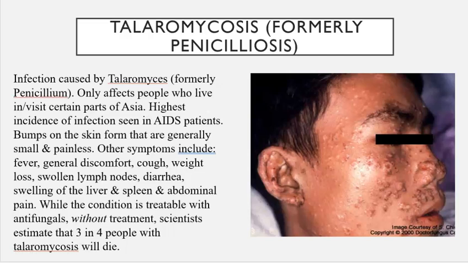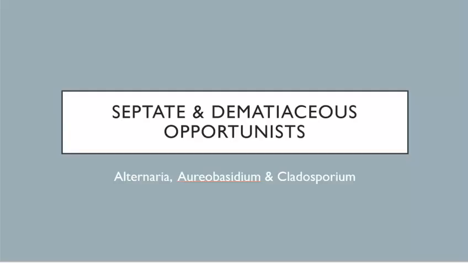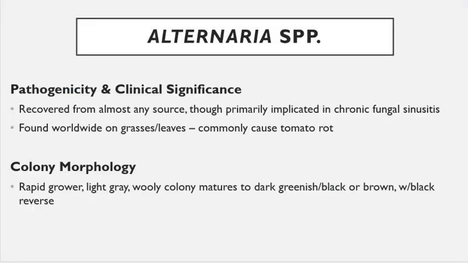pain. While the condition is treatable with antifungals, without treatment, scientists estimate that 3 to 4 people have died with this particular infection. Now we're going to move on to the category of opportunistic fungi that are still septate, but they're dematiaceous. Alternaria is up first in this particular category.